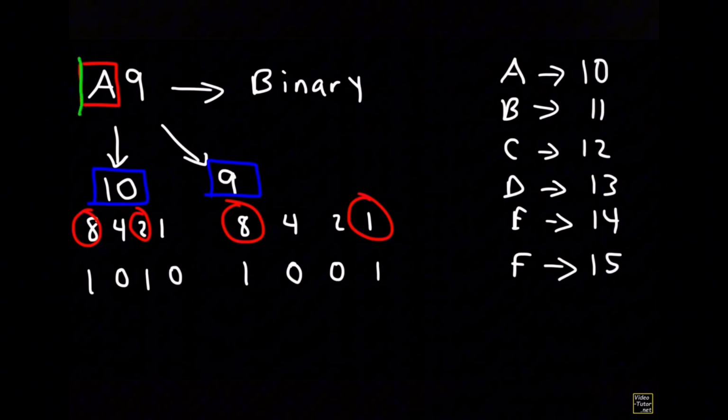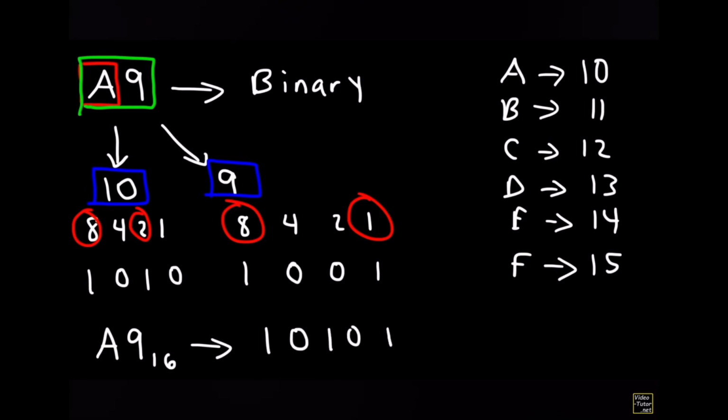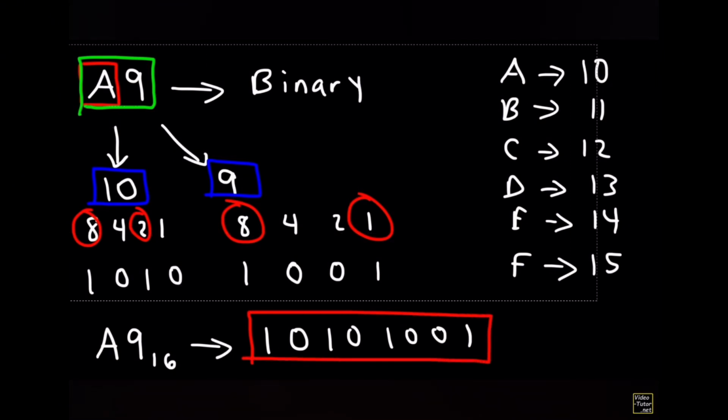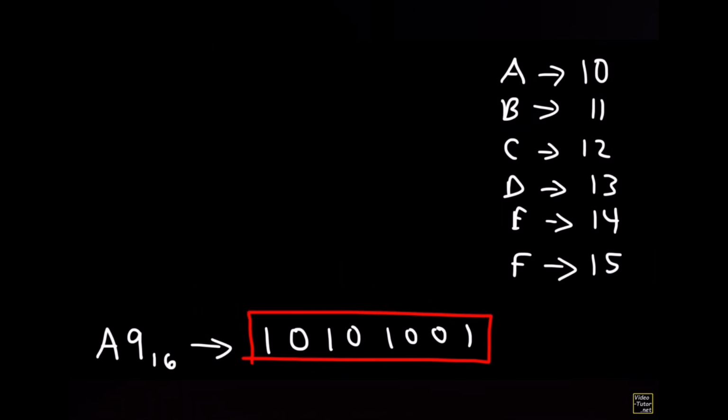Now, A9, this entire thing, is equivalent to this whole binary number. A9 in the hexadecimal system, that is the base 16 system, is equal to this binary number: 10101001. Basically, you can put this together. So that's a quick and simple way to convert a hexadecimal number to a binary number.